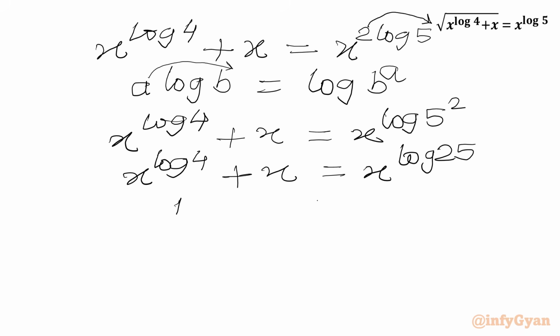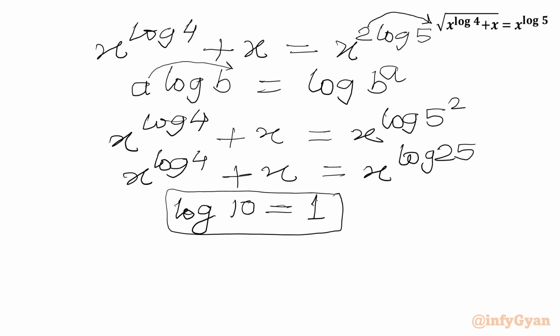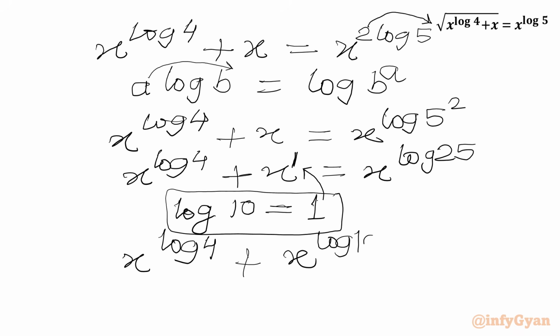Now we know that log 10 with base 10 is always 1. So we can write here x power 1, and we will put this 1 as log 10 in the power. So I can write x raised to the power log 4 plus x raised to the power log 10 equal to x raised to the power log 25.